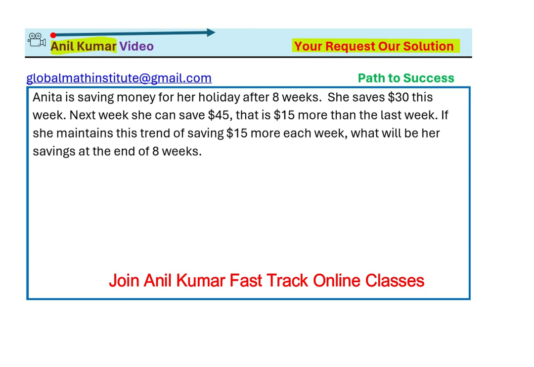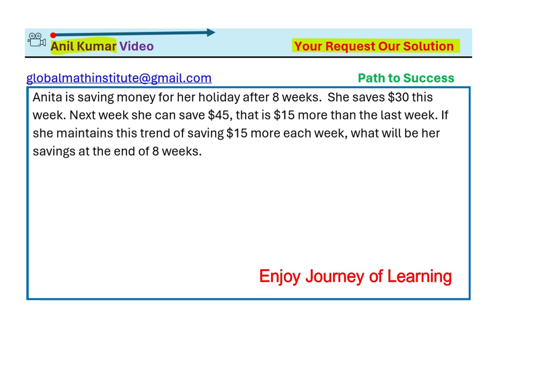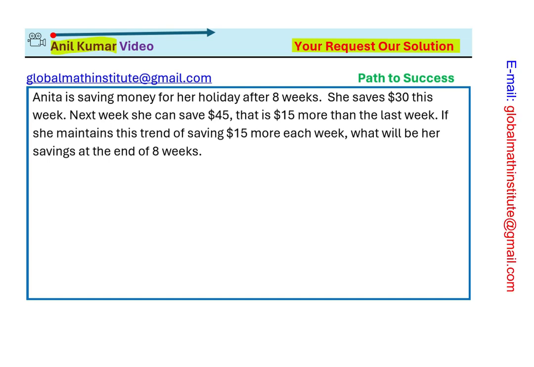So we can actually make a table and see how things are moving. That can help us to find a solution. So we have to write the information in the correct order. It is a sequence where the numbers begin from 30 and increase by 15 each time, which is suggested by 15 more than the last week. Total number of weeks is 8 for us. So let's put this information in a row.